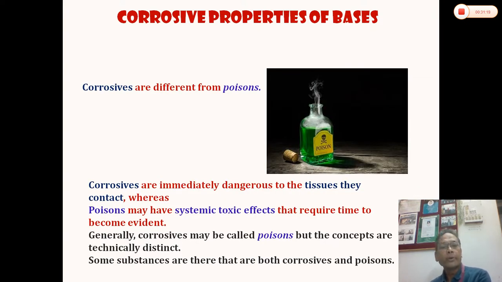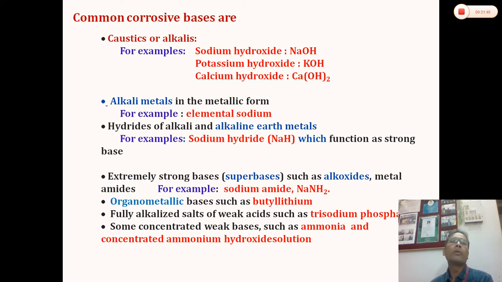These are the corrosive properties of bases. Corrosives are immediately dangerous to the tissue when they come in contact. Poisons may have a systemic toxic effect, which requires time to become evident. Generally, corrosives may be called poisons in the case of bases, and some substances are both corrosive and poisonous. Some common corrosive bases are sodium hydroxide, potassium hydroxide, and calcium hydroxide. We use these bases almost daily in our laboratory while performing experiments.